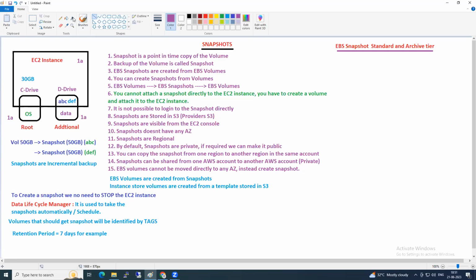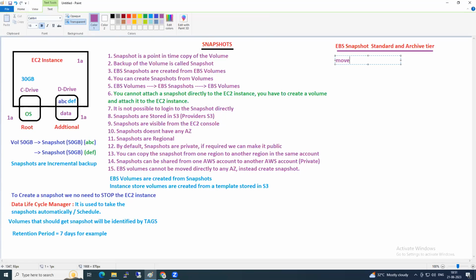Nice. So here I'm writing it here. Move the snapshot to an archive tier that is 75% cheaper. Okay, now this is in archive mode, Chitti. This is in archive mode.